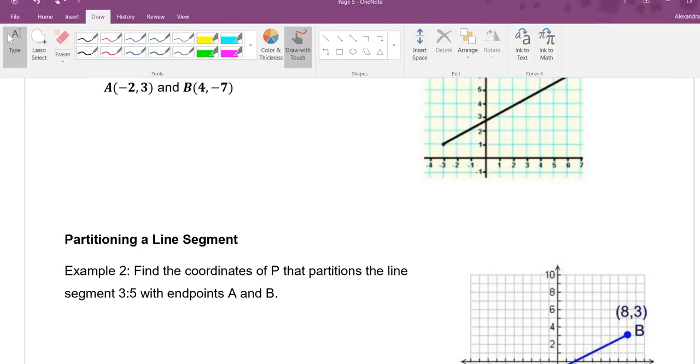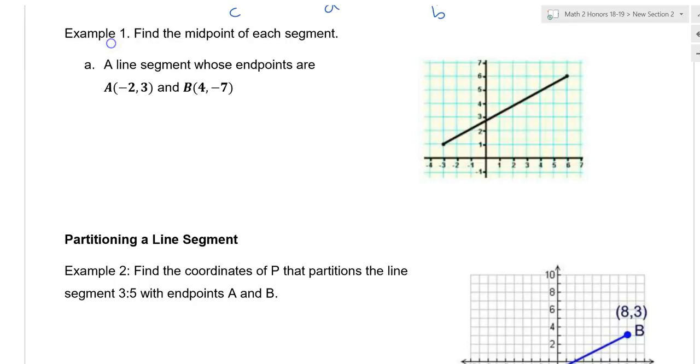Find the midpoint of each segment. So looking at our first one, I have -2, 3, and B is 4, -7. So again, we're going to add our 2 points together. And then we're going to divide by 2. Right, we're taking the average of them.